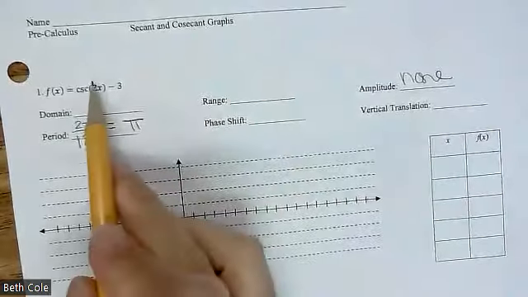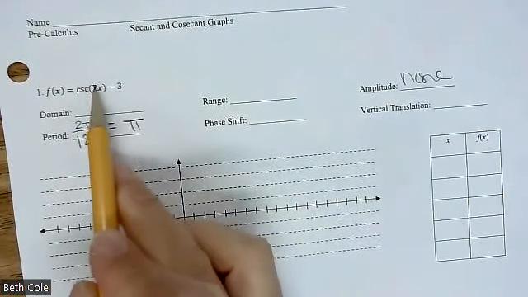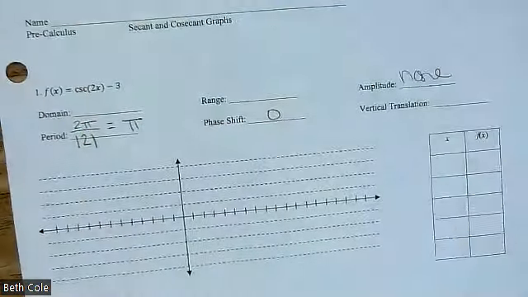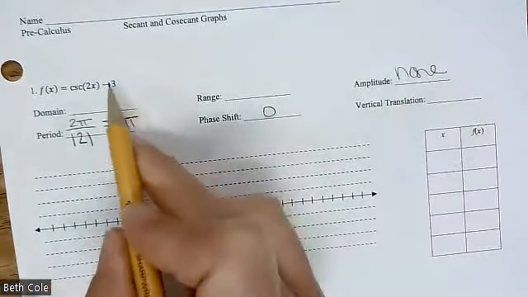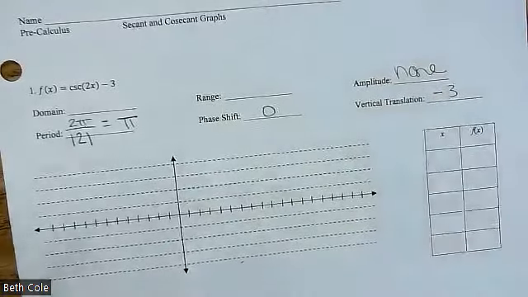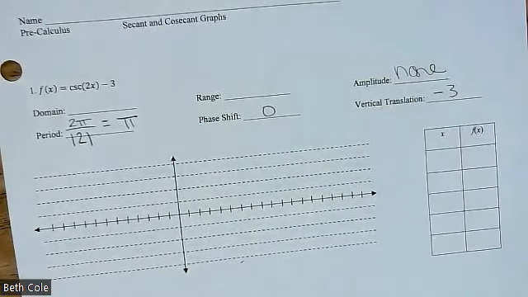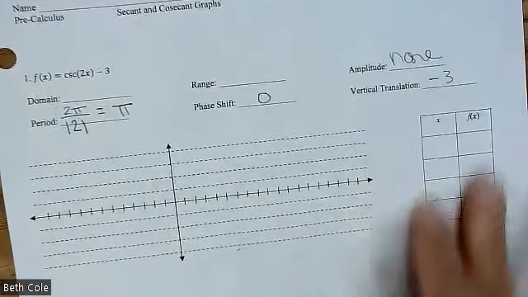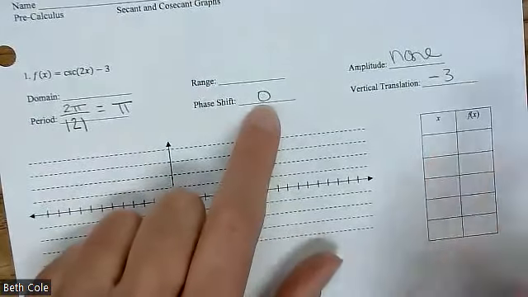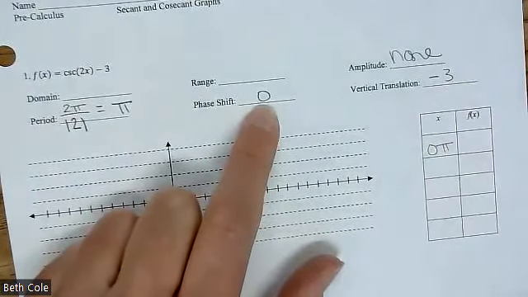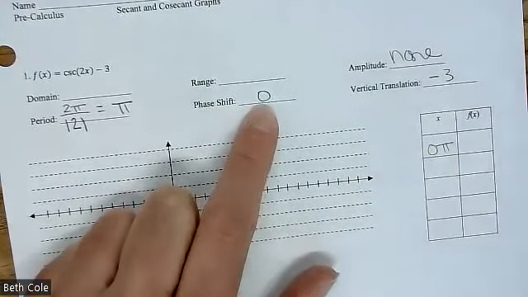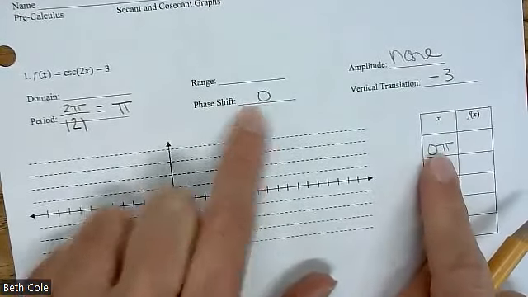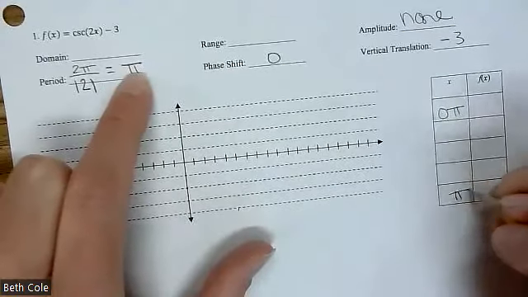Phase shift is your left or right. Do you see anything added or subtracted in here? No, so you can say 0 or none. Vertical translation is up or down. You can write down DOWN 3 or just -3. And then this is the same as well. You're going to start with the phase shift, which this one's 0, so that's nice. And then you add the period because you want to go 1 cycle. So nothing plus pi is pi.